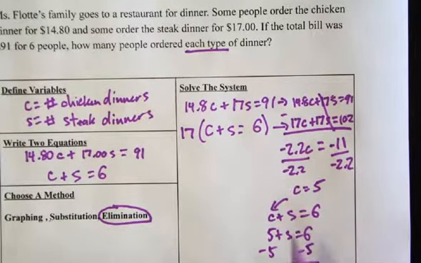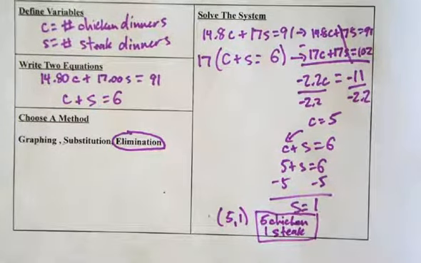Okay, so we're at 5, 1, or 5 chicken, 1 steak. That is, ooh, you can't see that. I'm sorry. My bad. Okay, 5, 1, 5 chicken, 1 steak.